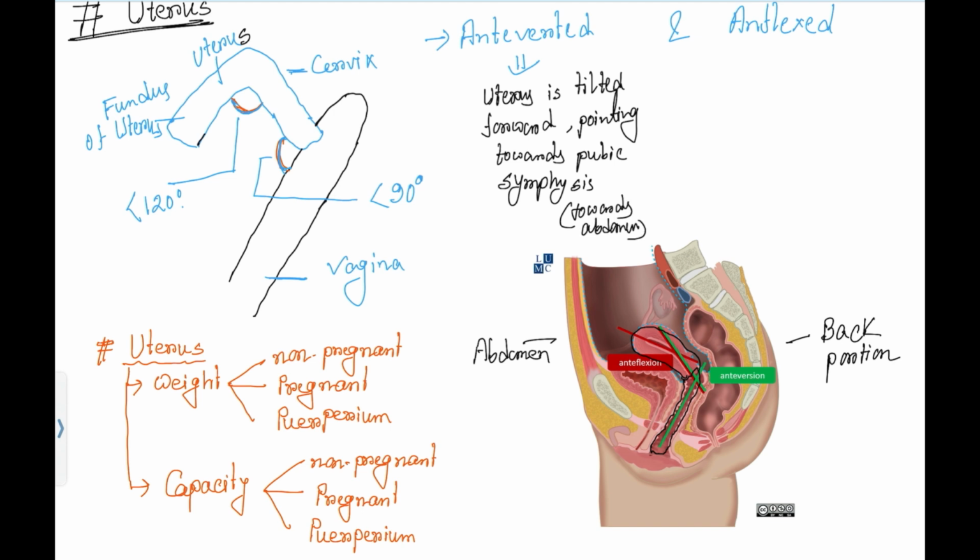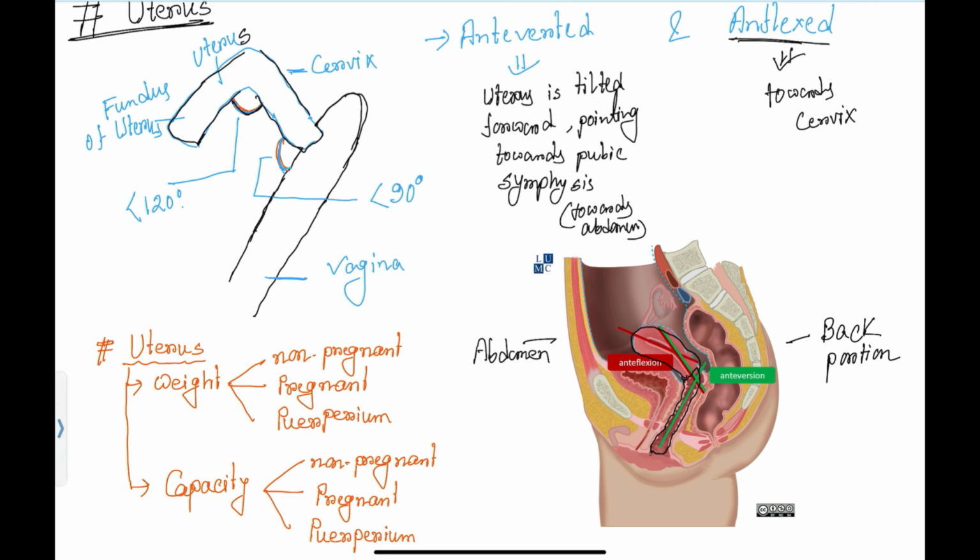Now anteflexion also means somewhat the same; it is bending towards your cervix. So anteverted and anteflexed both mean that the uterus in its normal position is bending towards the abdomen and with the cervix. Now this is your uterus, this is your cervix, and this is your vagina.